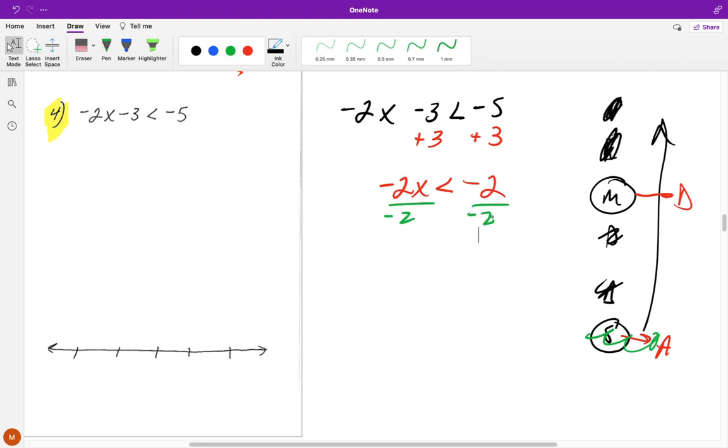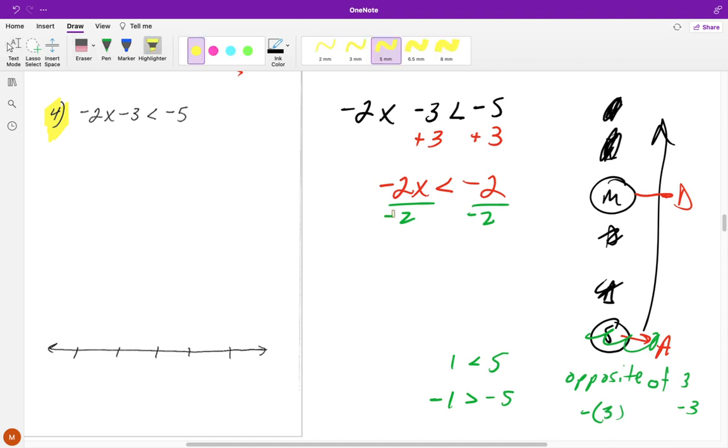Now remember, on a number line, 5 is greater than 1, but on the opposite side of the number line, negative 1 is greater than negative 5. And we talked about the opposite of numbers. The opposite of 3 is negative 3 because it's the same distance on the other side of the number line. But we also said we can represent the opposite as that negative sign. So when we are dividing both sides by a negative, we're jumping to the opposite side of the number line.